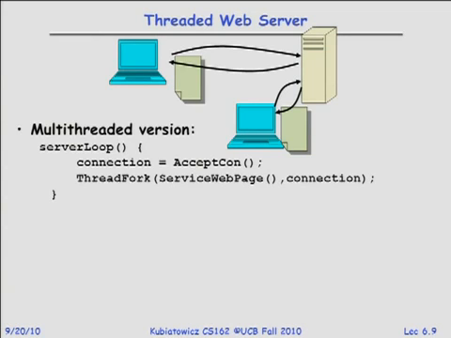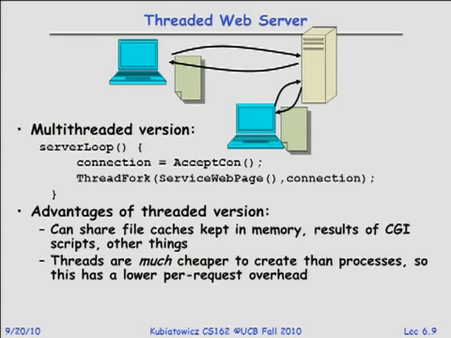Okay. Now, so the advantage of this threaded version, you can share files. So by the way, these are threads in a process, right? So the process has the address space. Multiple threads can share the files. Maybe the results of CGI scripts can be cached if you're careful. That's a little tricky to do correctly. And threads are much cheaper to create than processes, so probably you'd want to use threads here. You wouldn't want to be creating a new process for every incoming connection. Although, by the way, early web servers did that, but that's very expensive.